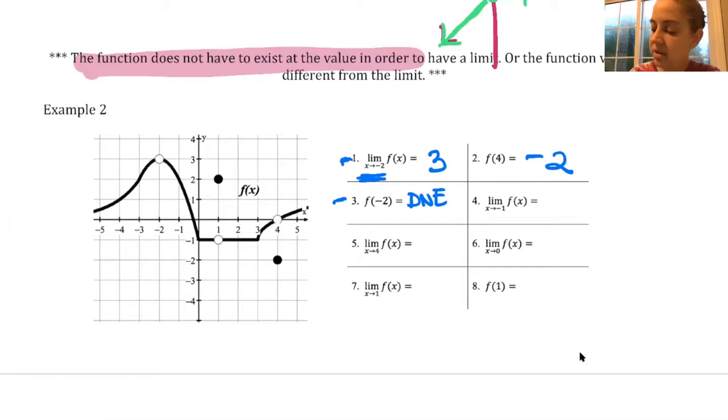For number 4, the limit as x approaches -1. Now, sometimes these are so obvious, you gotta ask yourself, is it really that easy? Yeah, sometimes they are. So x of -1, so here's -1. What's the corresponding y value? It's 2. Number 5, the limit as x approaches 4. Remember, this is a limit problem in number 5, not a function problem. So your limit problem, come over here to 4.